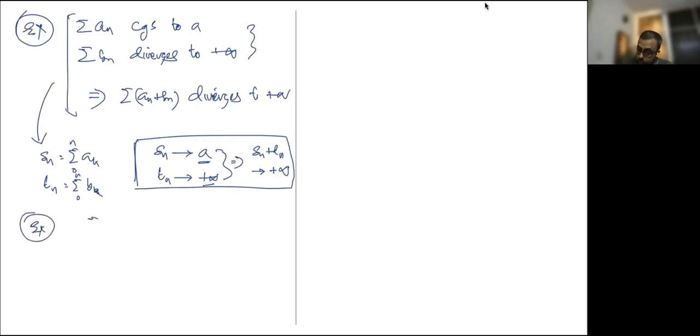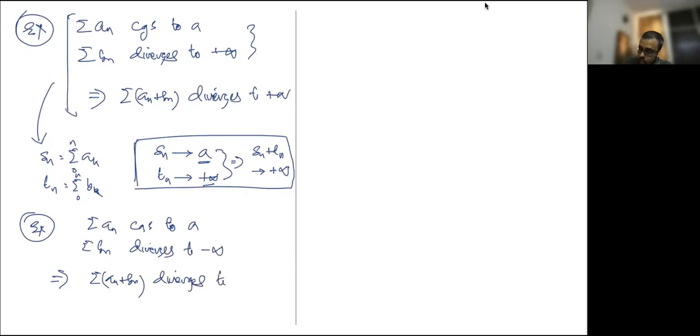Similarly, if summation a_n converges to A and summation b_n diverges to minus infinity, this implies summation a_n plus b_n diverges to minus infinity. So again, you write down a proof. The proof again would follow from the corresponding statement about sequences.